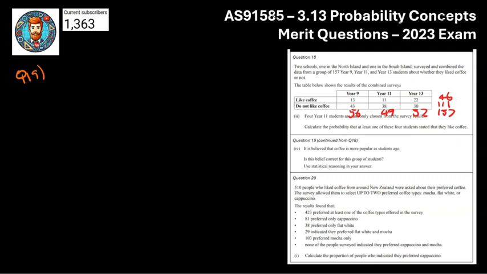What I'm going to do here is calculate the probability within each year group that someone likes coffee, and then hopefully I'm seeing the year 13 one being the biggest number, the highest probability, and that kind of confirms that.